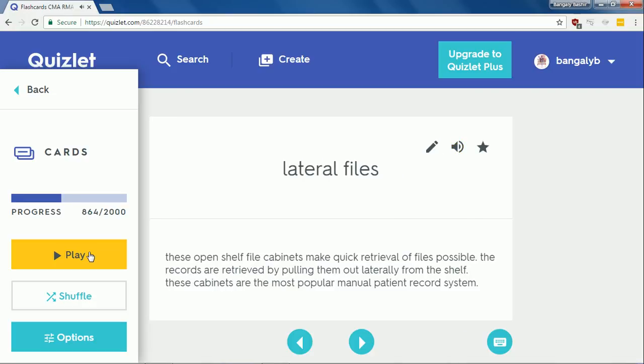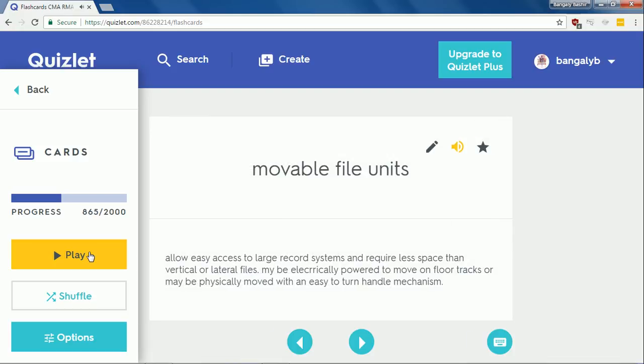Lateral files. These open shelf file cabinets make quick retrieval of files possible. The records are retrieved by pulling them out laterally from the shelf. These cabinets are the most popular manual patient record system. Movable file units allow easy access to large record systems and require less space than vertical or lateral files. They might be electrically powered to move on floor tracks or may be physically moved with an easy-to-turn handle mechanism.